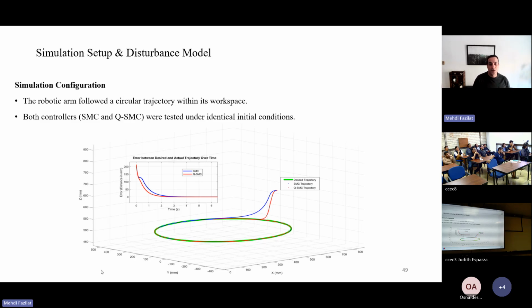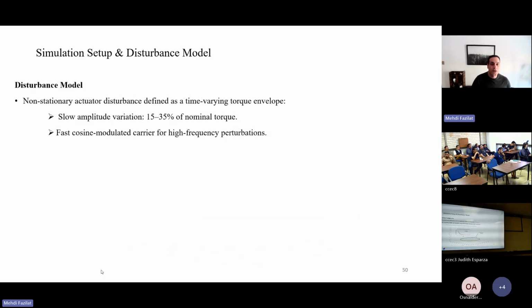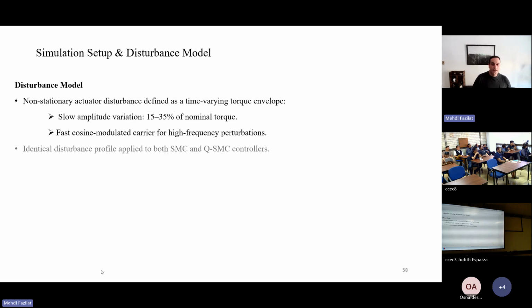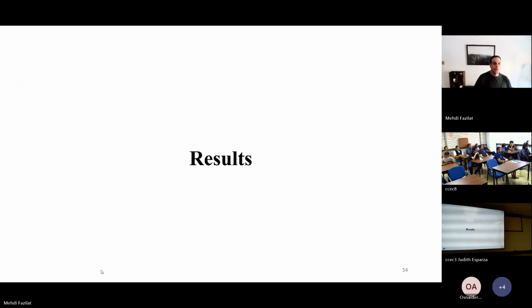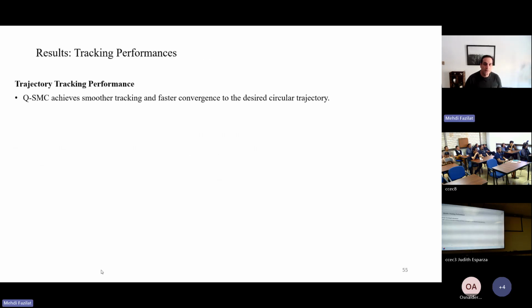As you can see, both controllers have a tracking error, but the quantum controller converges a bit faster. Also, in our research, we introduced non-stationary actuator disturbances to evaluate the robustness of the robots and controllers. Let's go to the results, because we don't have enough time.